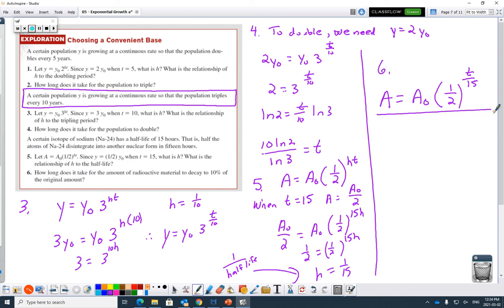Okay, let's talk about number 6. Again, it's another question where it's like, how can I possibly get this? But hopefully we have enough experience now that you're not intimidated by this. How long does it take for the amount of radioactive material to decay to 10% of its original amount? We don't know A naught. We don't know A. We don't know t. How can we possibly do this? What am I going to sub in if I want to know when is it 10% of its original population?